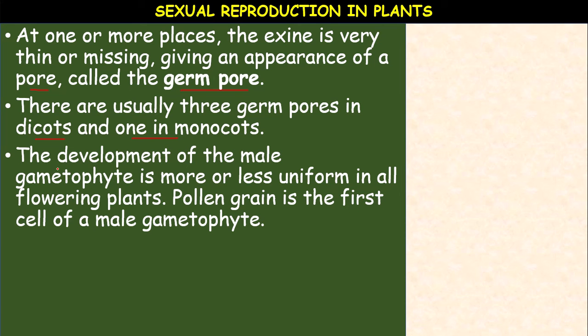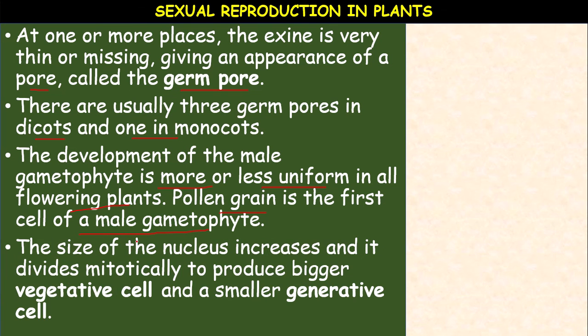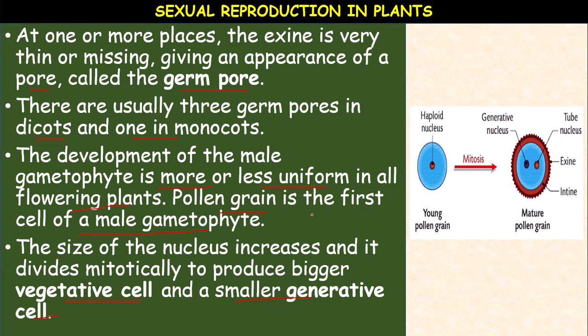The development of the male gametophyte is more or less uniform in all flowering plants. The pollen grain is the first cell of a male gametophyte. The size of the nucleus increases and it divides mitotically to produce a bigger vegetative cell and a smaller generative cell, the vegetative nucleus and generative nucleus. So, like this.